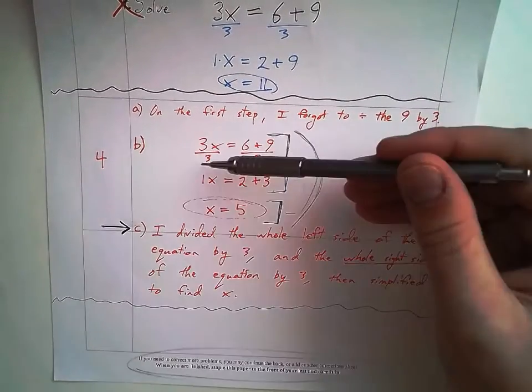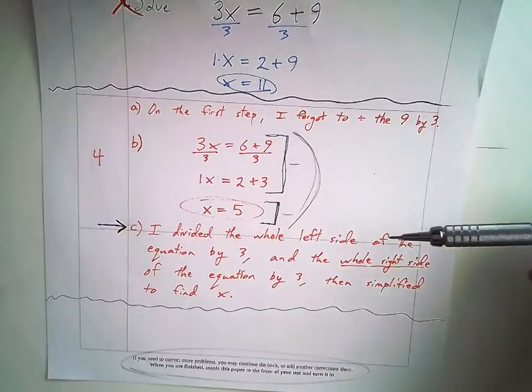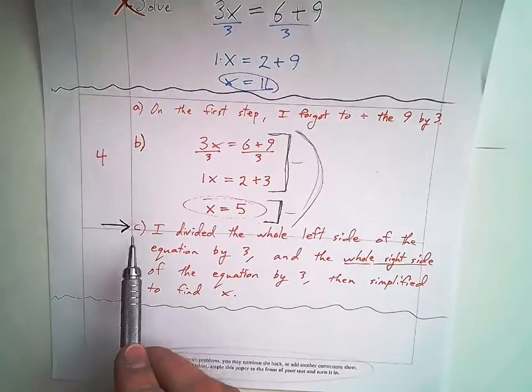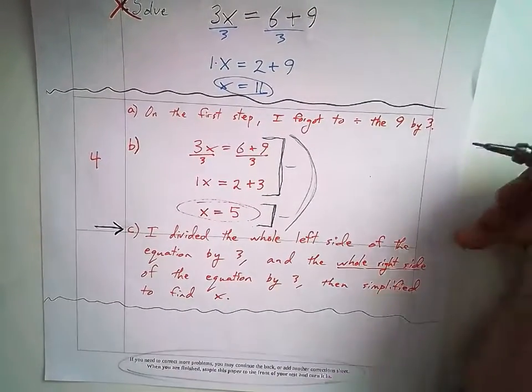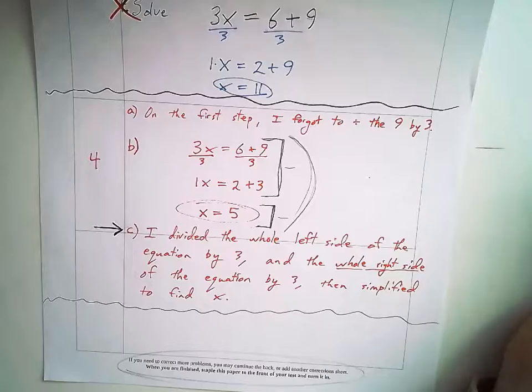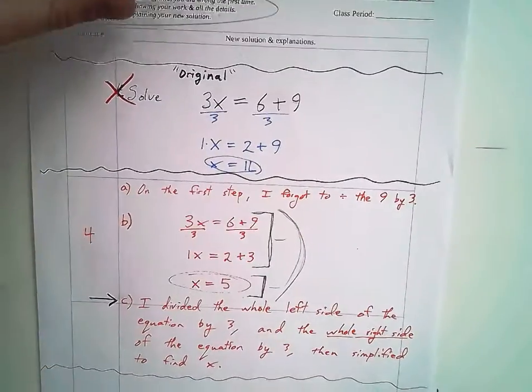Okay, it's explaining why I did this stuff here. What was I doing to get the answer? So part C should be the same no matter what. Part A is going to depend on what you did on the original test or didn't do.